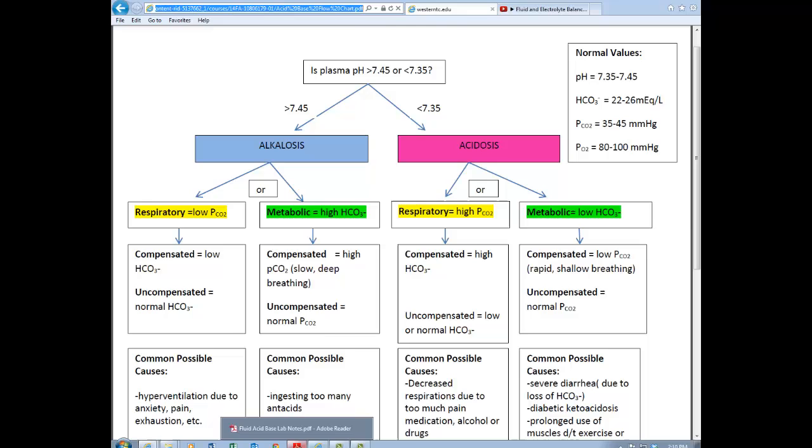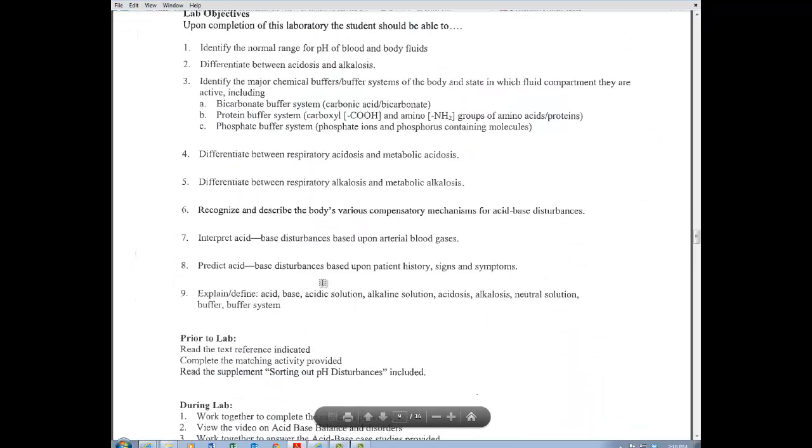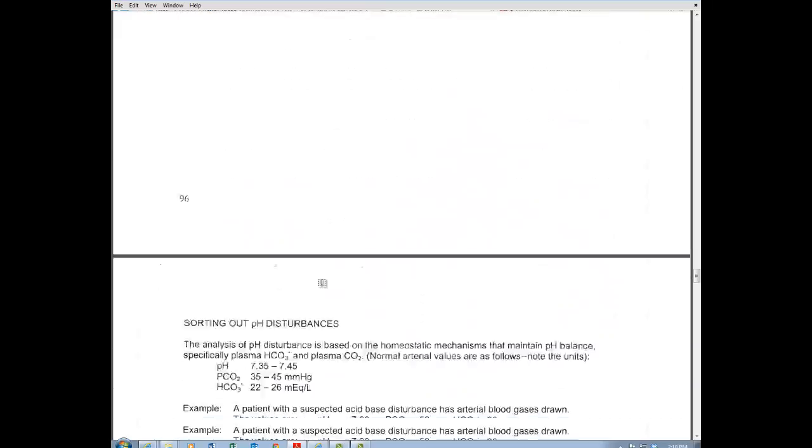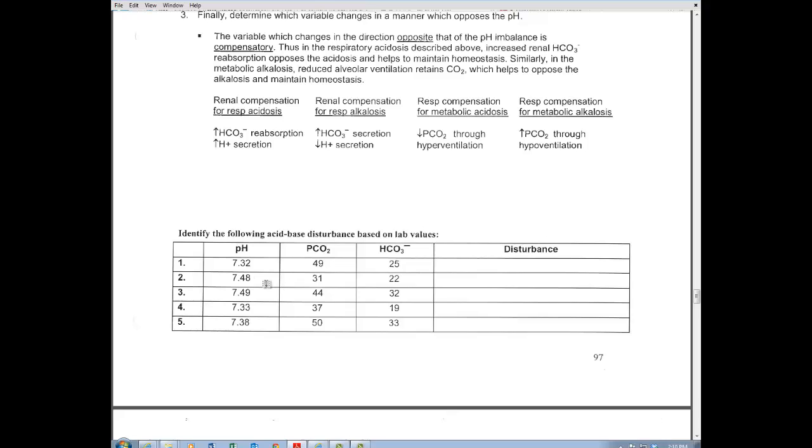So we're going to look at the first worksheet, and we'll start at the bottom here. If I look at just this chart, I can see right away 7.32. I know that that is less than 7.35, so that's acidosis. And here I see 7.48, that's higher than 7.45, so that's alkalosis. Number 3 would be alkalosis. Number 4, acidosis. And number 5, normal pH.